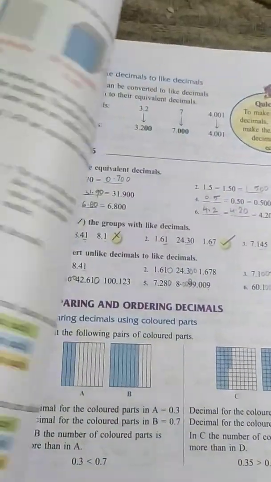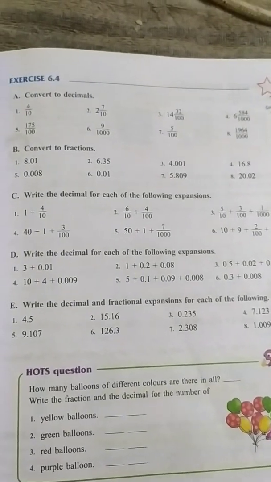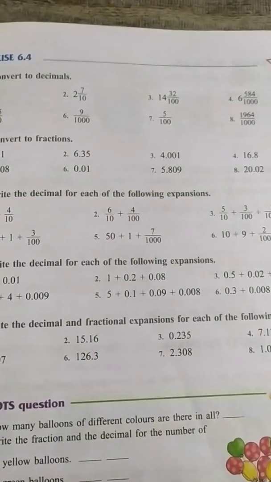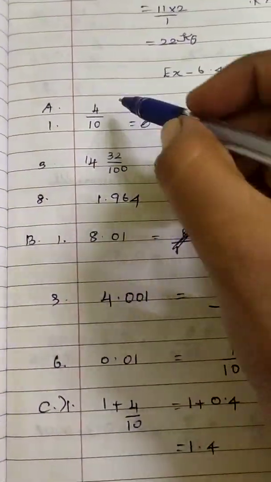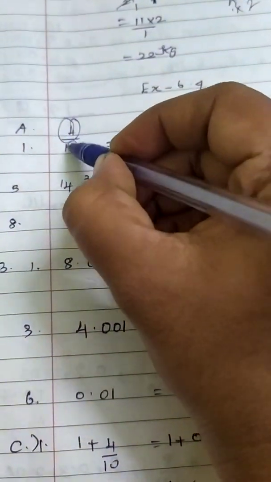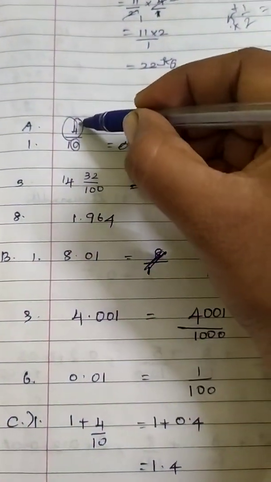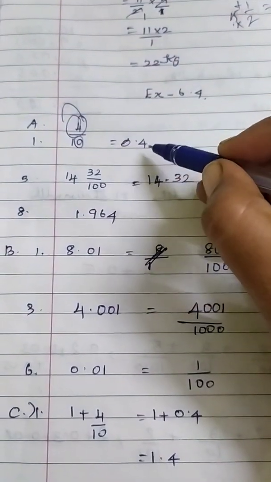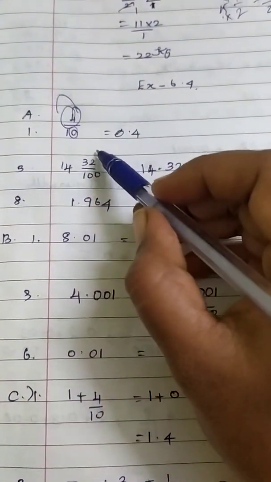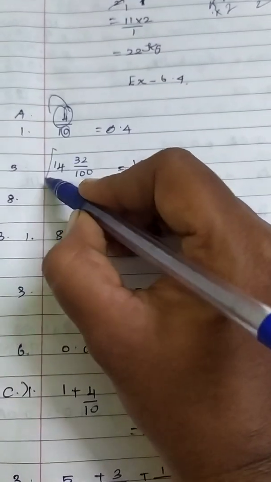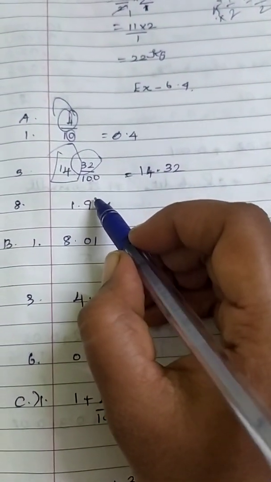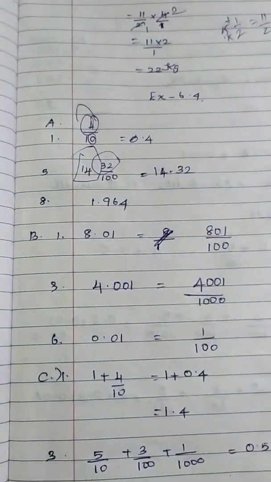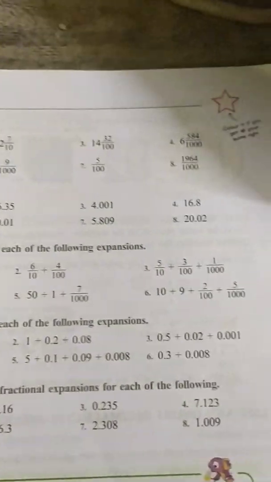Now we are going into exercise problem 6.4. Convert into decimal. 4/10. 4 is in the numerator, 1 zero you have in the denominator. So one step you have to move towards the left. So 0.4. 1432/100. 14 is the whole part. In the numerator, you have to move the decimal point. How many places? 2 places. So 14.32.